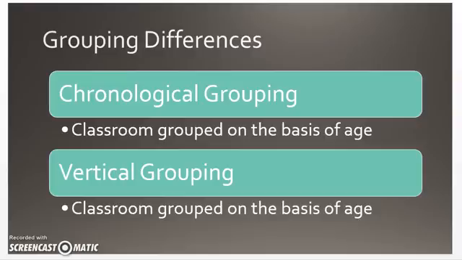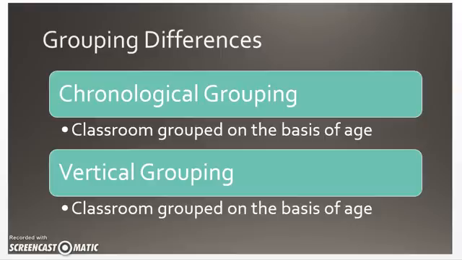So grouping differences, some of the different areas are chronological grouping and vertical grouping. Some of the benefits of chronological grouping are the task of the director is simplified, and you can have less experienced teachers find it easier to plan the learning environment. However, a disadvantage is children being exposed to differences in diversity will be lessened, and regardless of age, children will not all be in the same range of development.